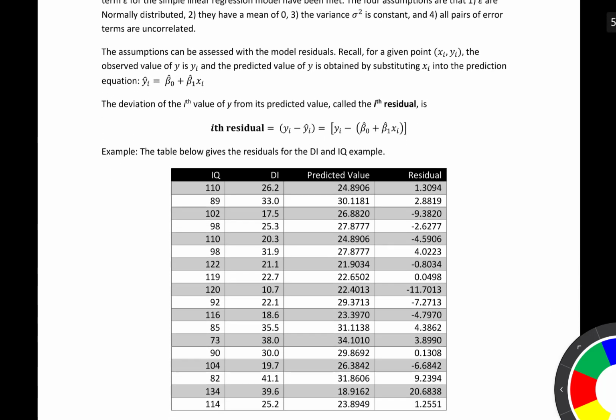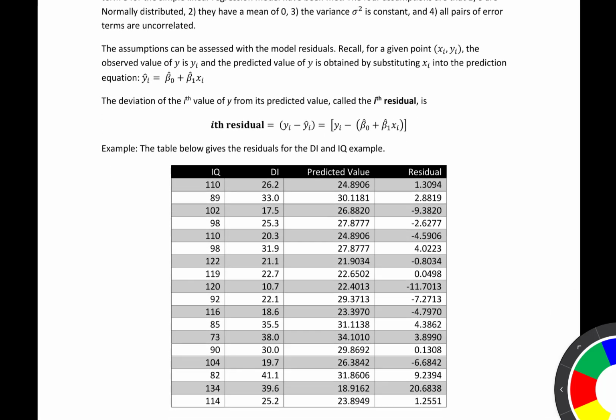We can check them using the model residuals. And so just to recall what the residuals are, the residual is the difference between our observed y and our predicted y. So we calculate our residuals by looking at each of our observed values of y. So thinking in terms of our example we've been using throughout these notes with the IQ and the delinquency index, we had 18 observations, so we can calculate 18 different residuals.